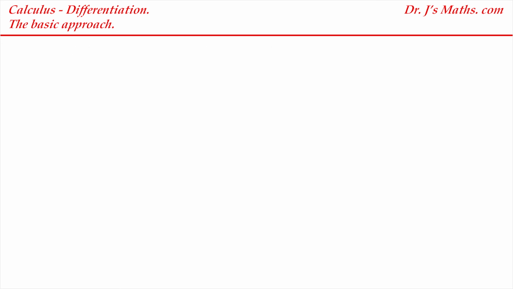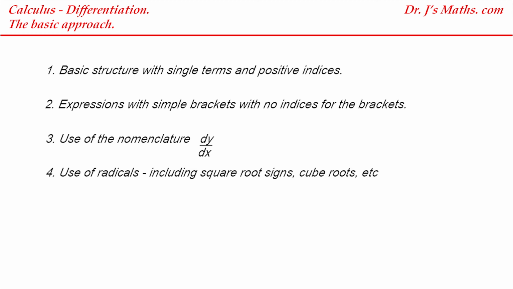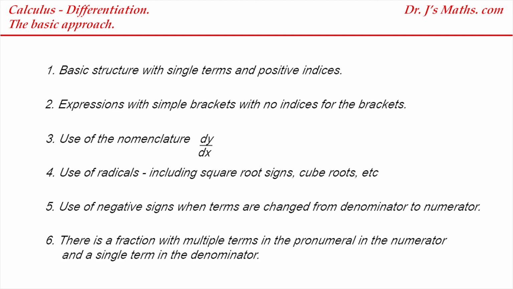The formats we have reviewed in this video are first, basic structure with single terms and positive indices. That's the fundamental type. Second, expressions with simple brackets with no indices for the brackets. Thirdly, the use of the nomenclature dy dx. Fourth, the use of the radicals, that's the square root signs, cube roots, and so on and so forth. Fifthly, the use of negative signs when terms are changed from a denominator to a numerator. And finally, there was a fraction with multiple terms in the pronumeral in the numerator and a single term in the pronumeral in the denominator.